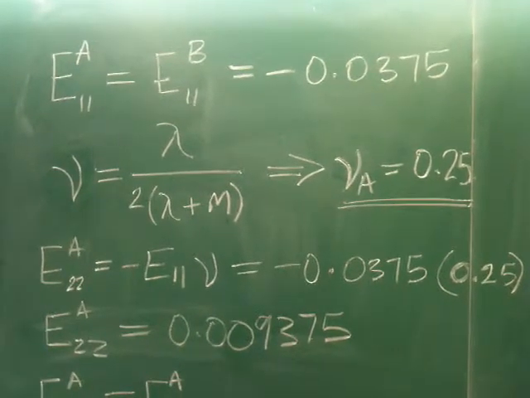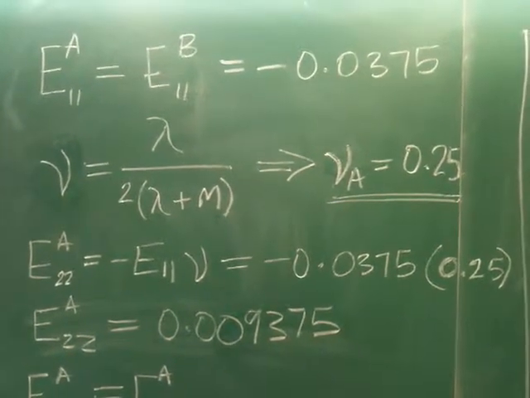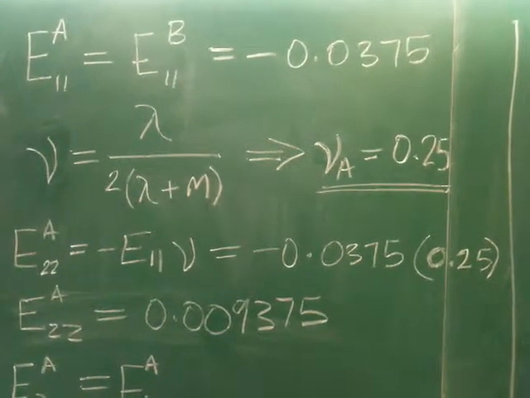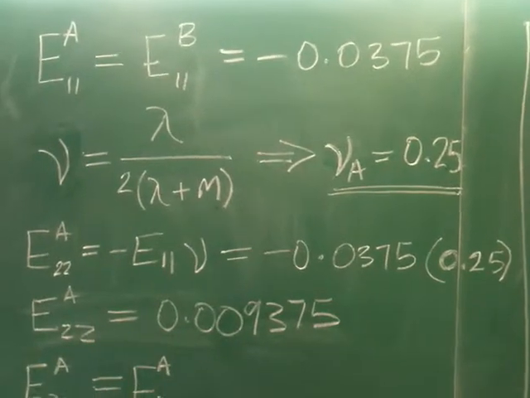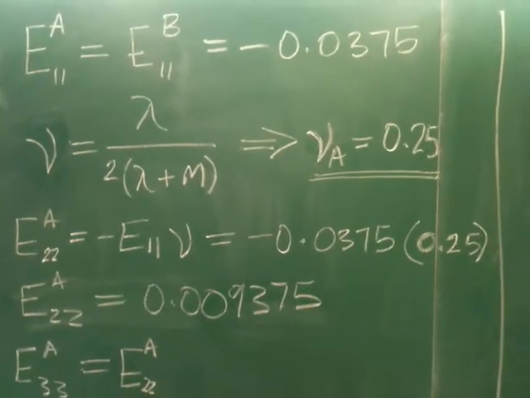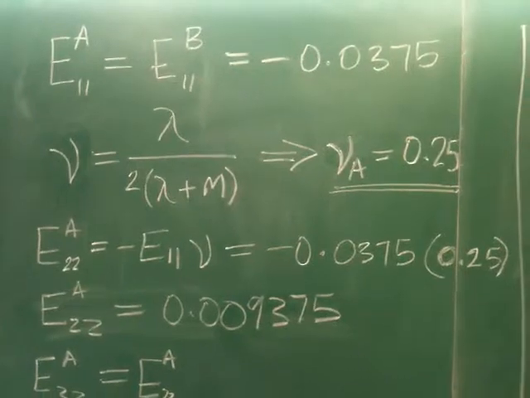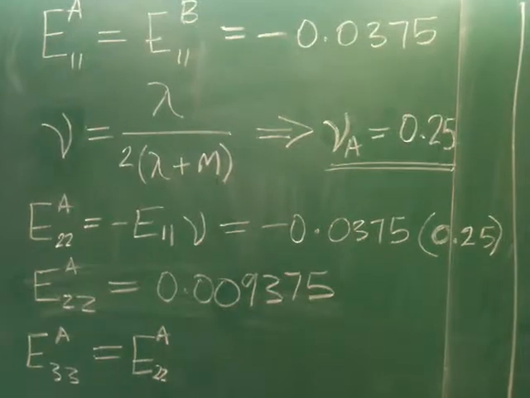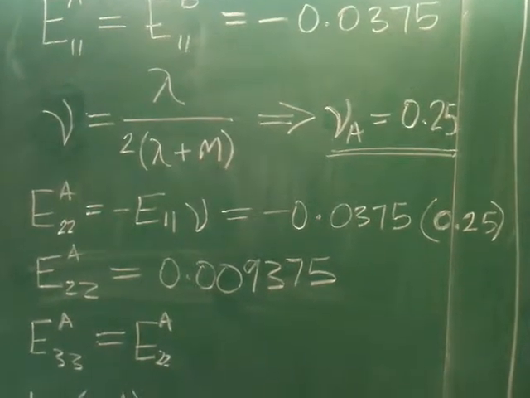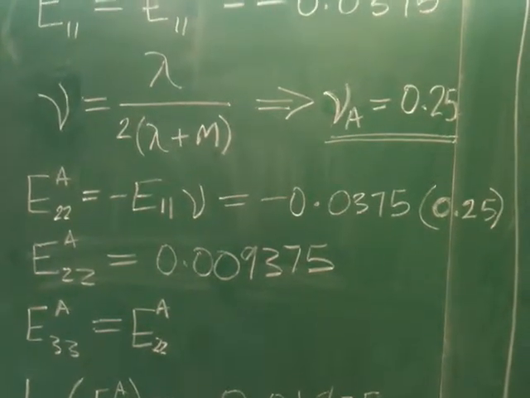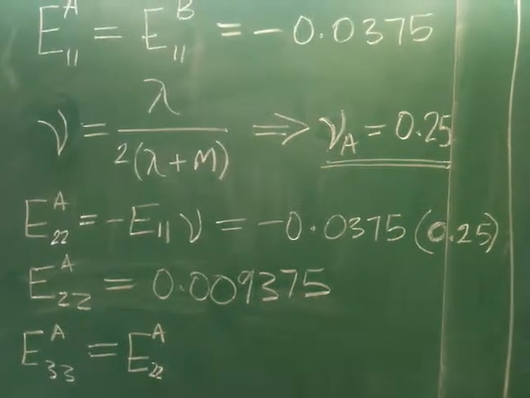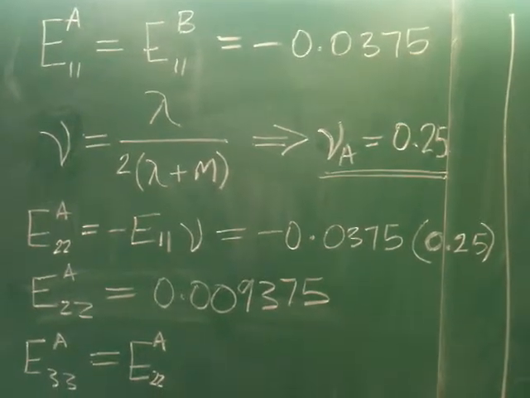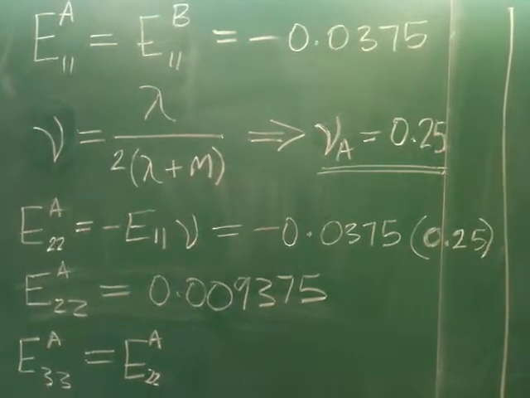So EA is equal to EB. From that we conclude that the E11B component of the strain tensor EB is equal to the E11A component of the strain tensor EA, and so we find that to be minus 0.0375. Then, making use of the Poisson's ratio concept, we find the other 2 components, that is EA22 and EA33. Here it must be noted that we can make use of the Poisson's ratio only because the force applied here is a uniaxial force. It cannot be used in all the other conditions.